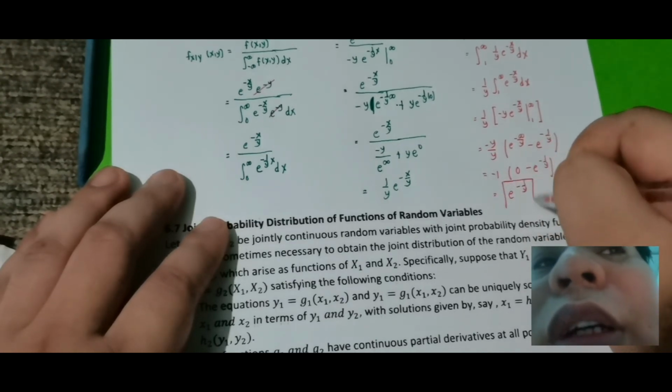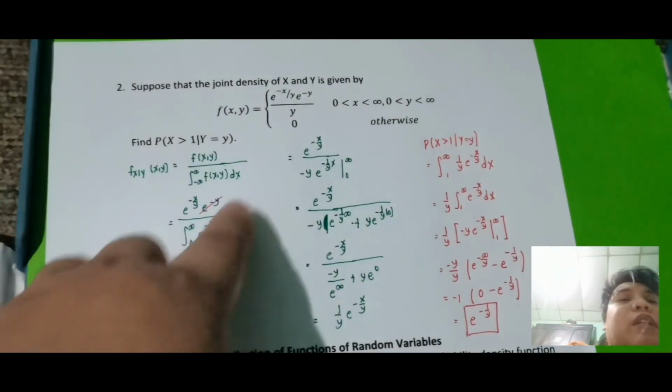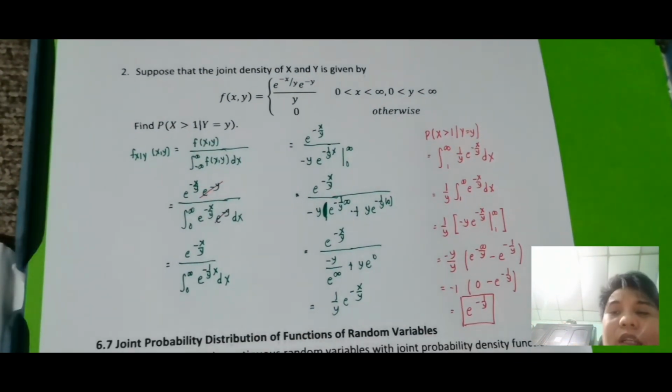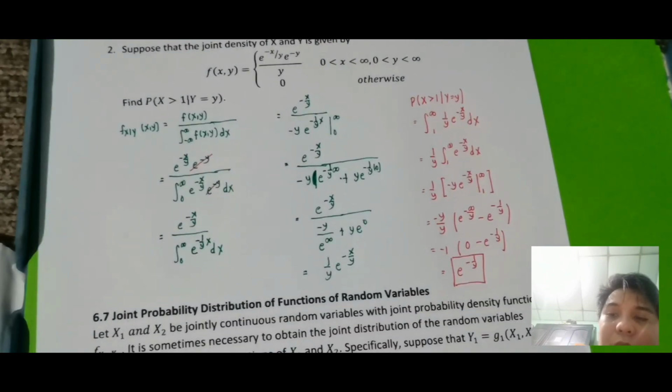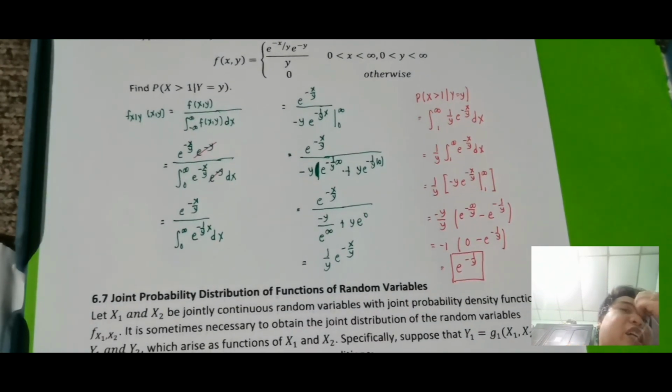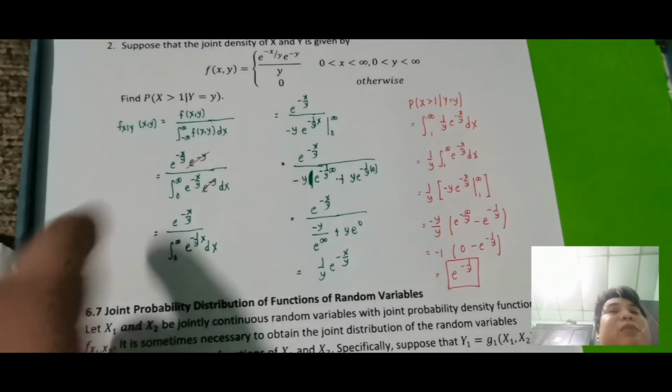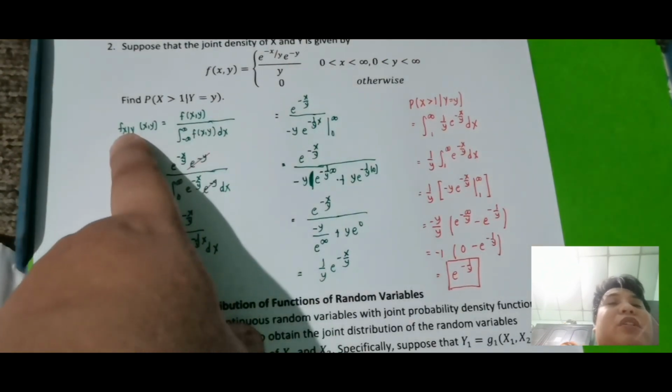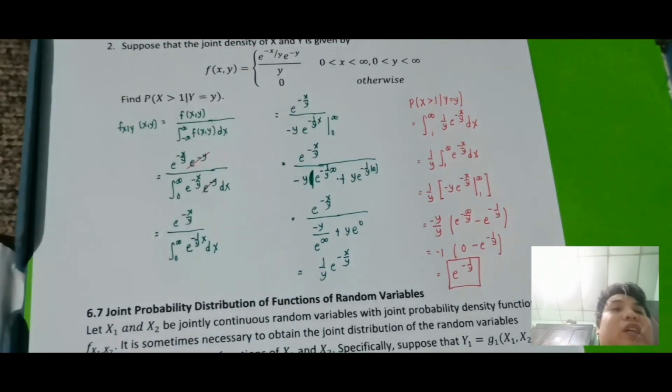So therefore, the conditional probability of x is greater than 1 given that y is equal to y is equal sa e raised to negative 1 over y. Okay? So, ganun siya ka-tricky actually. So, imagine mo, pag distribution function, kailangan mo pa rin i-solve yung density function kasi nga, ganun siya kahaba.